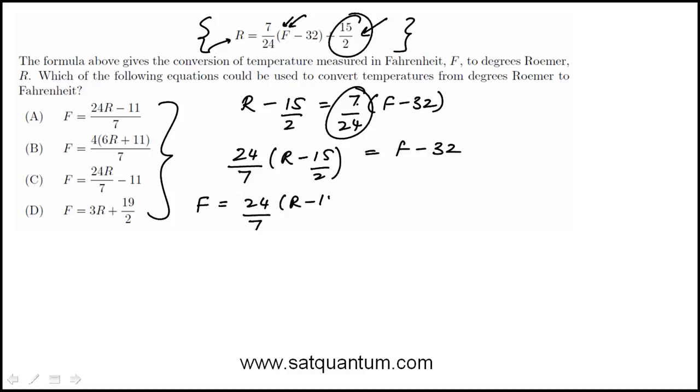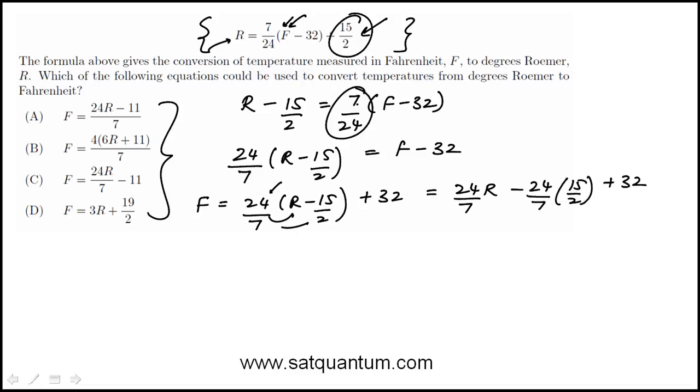Now at this stage, if you look at the answer choices, they have been simplified further. So I know that I have to collect these like terms. So I'm going to distribute this 24 over 7 over these two terms. So that's 24 over 7 R minus 24 over 7 times 15 over 2 plus 32. I'll reduce this. That's 12. And you can either use a calculator at this stage or just do this multiplication. 15 times 12 is 180 plus 32.